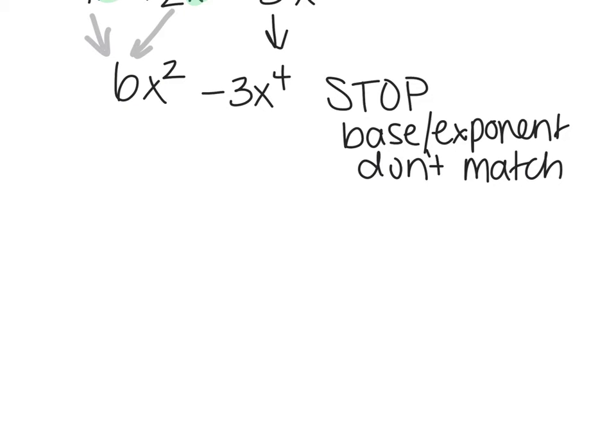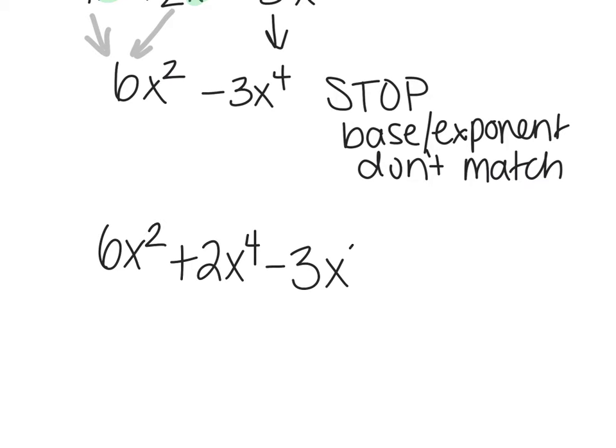All right, let's try another one. This time we have 6x squared plus 2x to the fourth minus 3x squared. So again, I'm going to try and match a base and an exponent together. So I'm looking for things that I can match. Well, here I have an x squared. And here's another x squared. So those two match. X squared matches x squared, which means I can combine these.